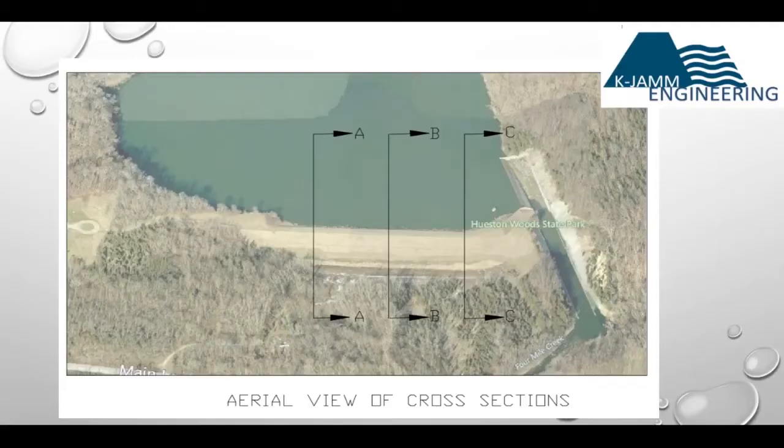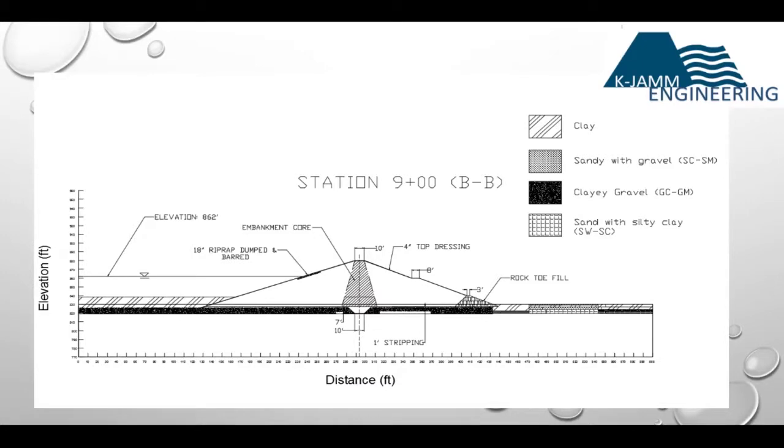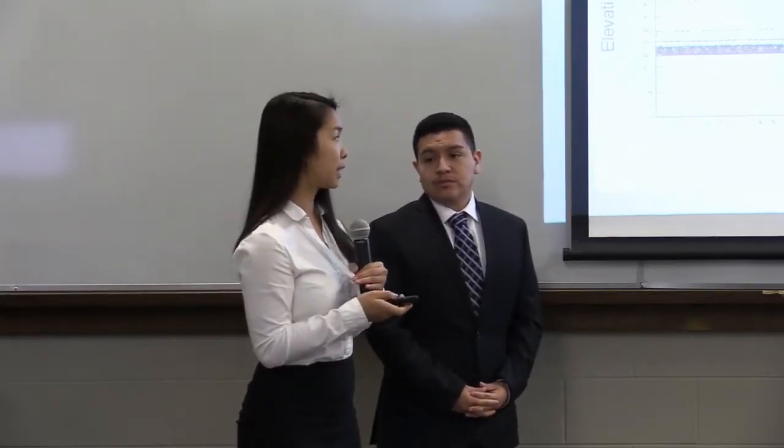So we were given boring logs of the dam, and from those boring logs, we chose section BB because it fell right in the middle of the dam, and we based a lot of our analysis off this section. As you can see here, it is a cross-section of Station 9, which is BB, and it just shows the different layers of soil that are underneath the dam, and these soils were important to us because then we were able to combine them into the analysis that we did.